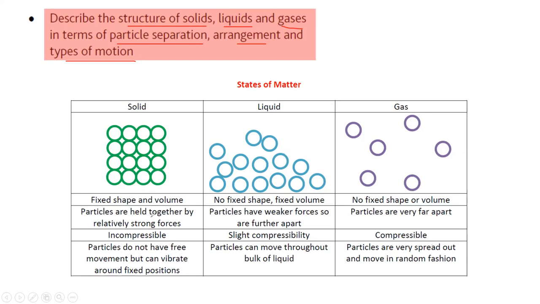And in gases, the particles are far away from each other. In solid, the arrangement is regular. Liquid, no regular arrangement. Gases, no regular arrangement. In solid, the particles can vibrate. In liquids, particles can vibrate as well as move around each other or move past each other. And in gases, the particles move randomly at high speed. Is it clear? Any doubt in this objective? Any question or a doubt?